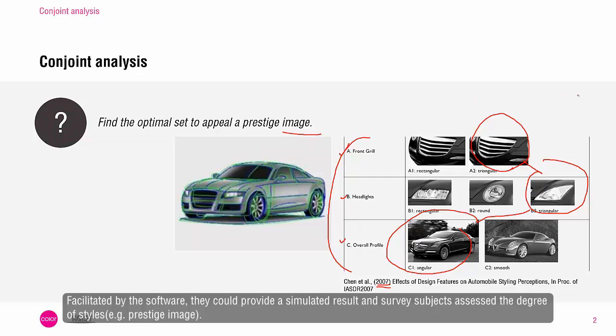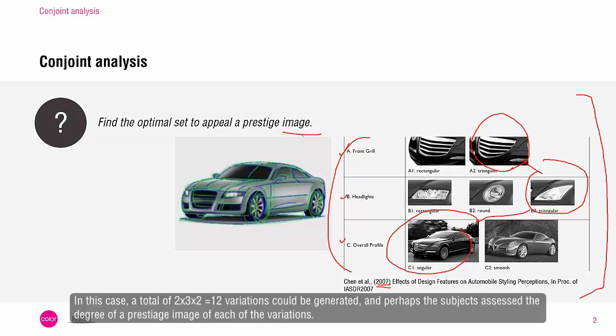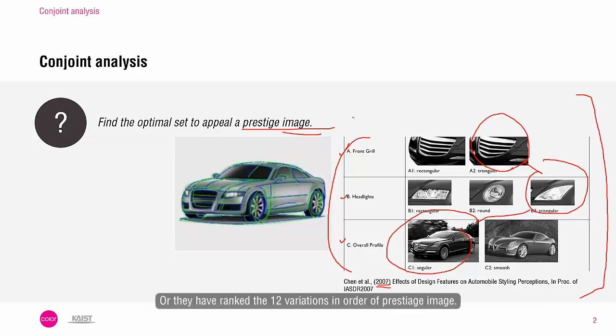Suppose that the scope of the research is limited to here, a total number of variations, 2 by 3 by 2, so in total 12 variations might be possible. The subjects assess the degree of prestige image of each of the 12 variations, or the subjects can rank the 12 variations in order of a prestige image. So the degree of a prestige image is measured in a continuous scale.